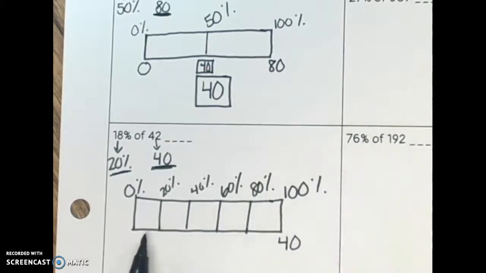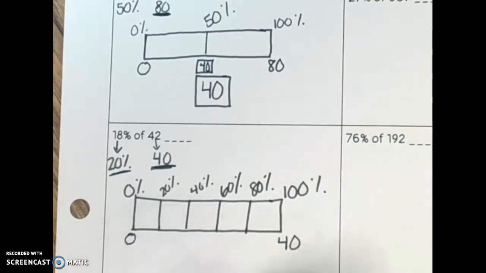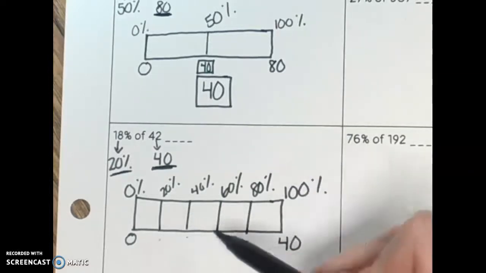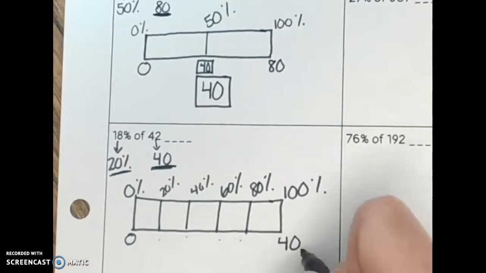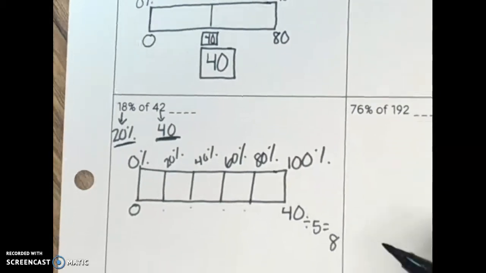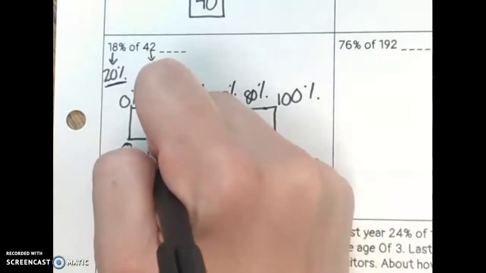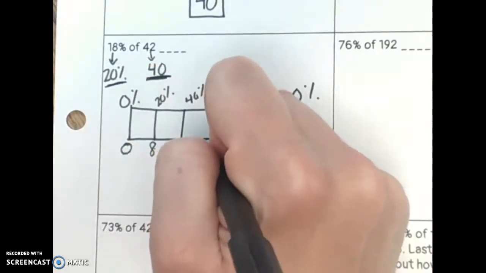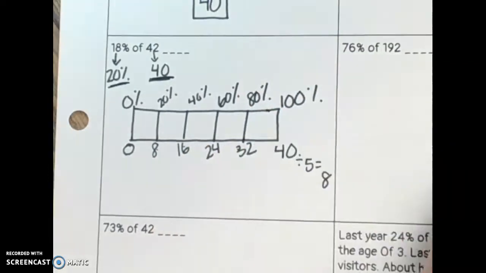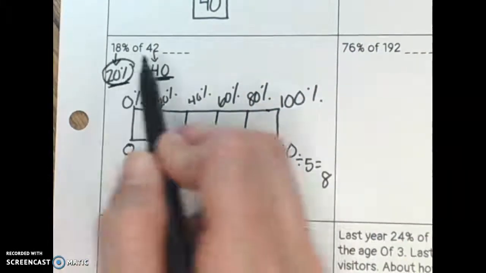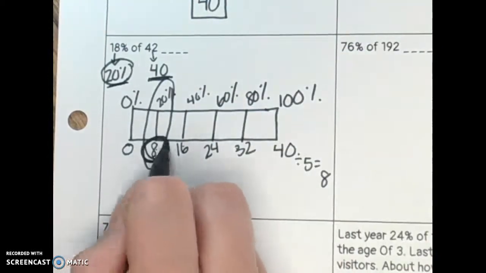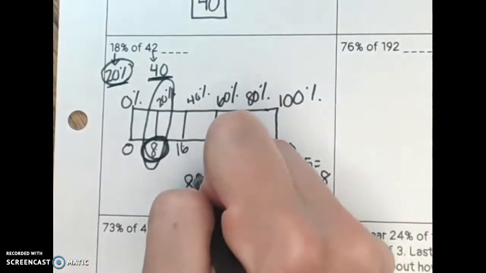And now we need to figure out, it's 0 right here because that's what we start with. Now we need to figure out what we're going to count by. There's 1, 2, 3, 4, 5 lines. So we're going to do 40 divided by 5, and we get 8. So we're going to count by 8s. So we have 8, 16, 24, 32, and we get to 40. Now it's asking at 20%. So at 20%, we're at 8. So your answer is 8 on this one.